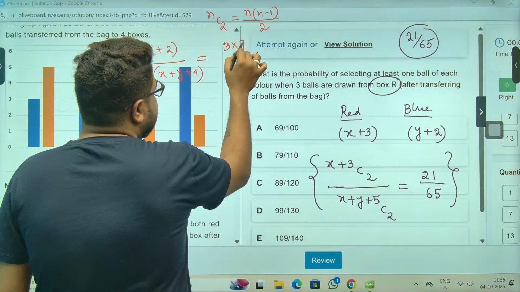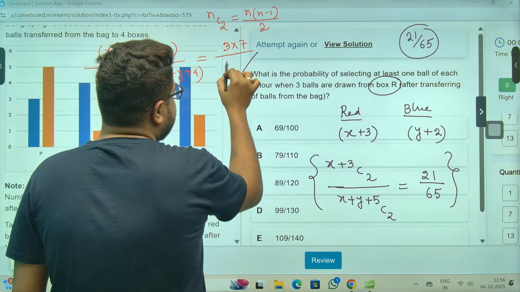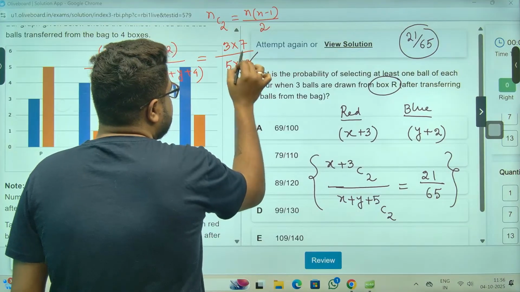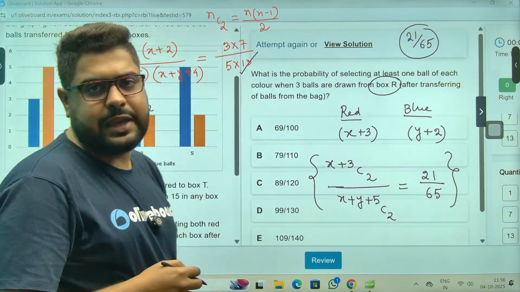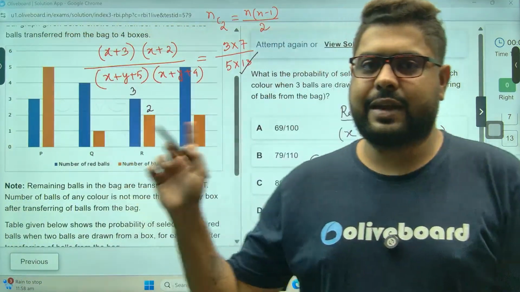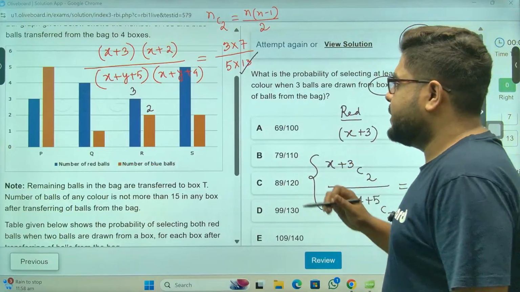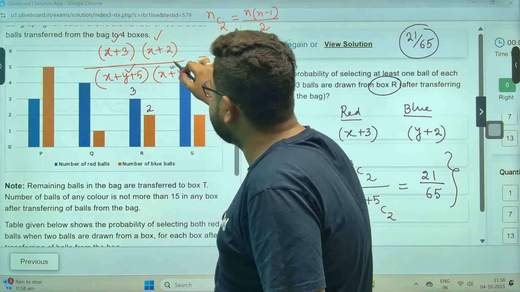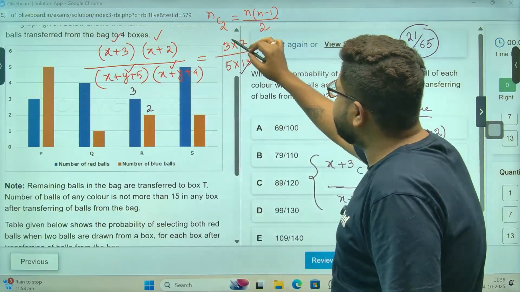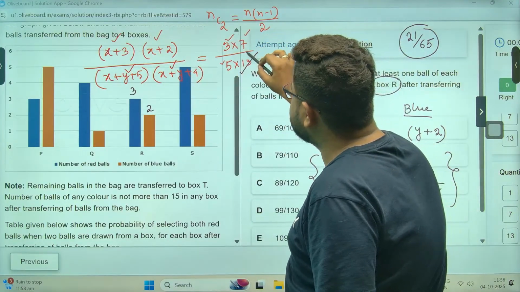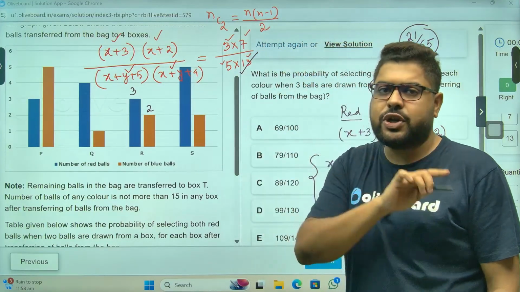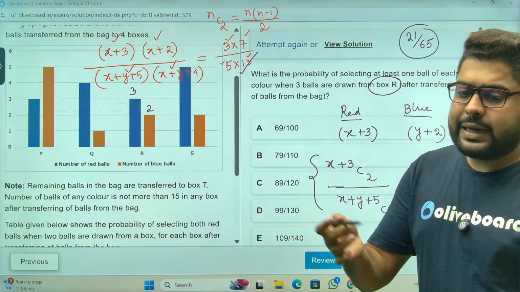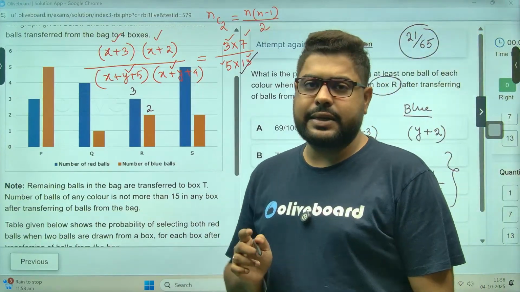I can write 3 into 7 by 5 into 13, because these are all prime numbers. I have done prime factorization. Now there is a problem. These two are consecutive numbers, and these two are also consecutive numbers. So on the right hand side also these two must be consecutive. I should make sure of that, because analytically we are thinking, we're not thinking mathematically.